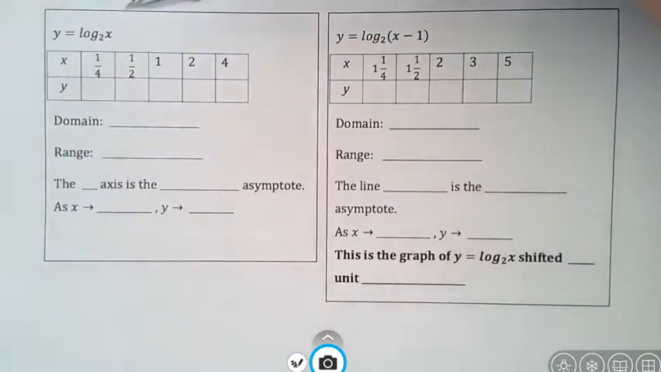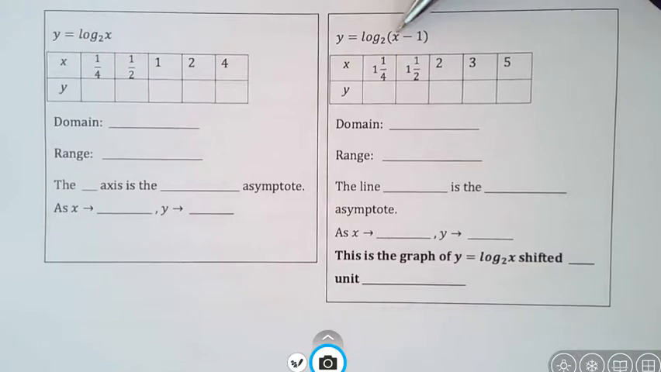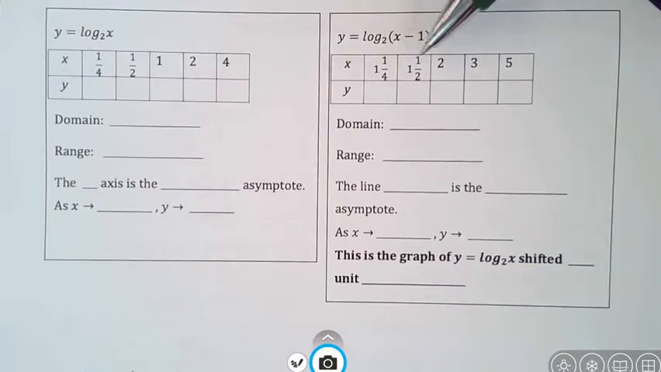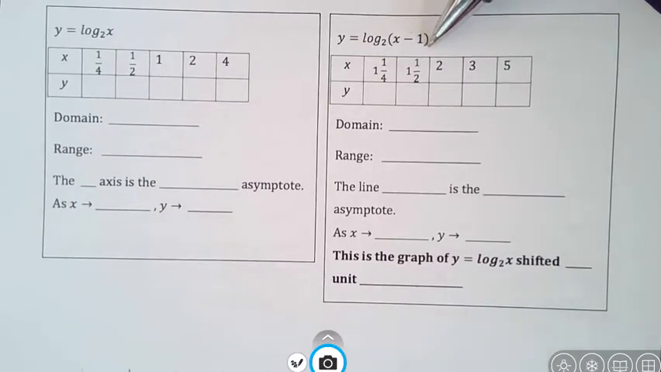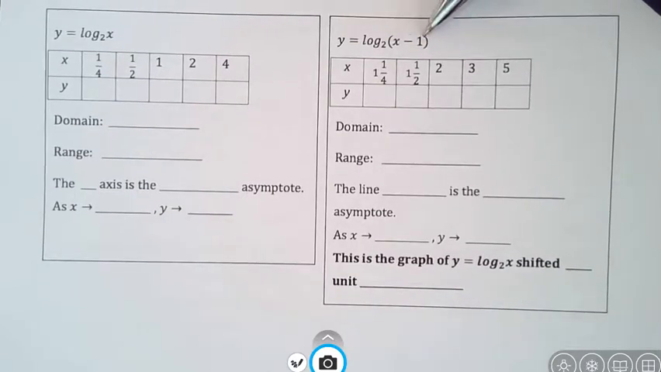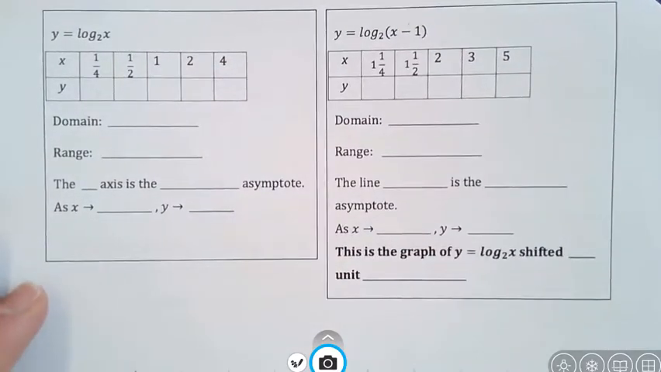Looking at these two functions here, see how I've shifted within the bracket? Is this a sideways shift or an up and down shift? Sideways, and then we always shift the opposite of the sign, you know how it's x minus 1? Which way is this graph shifted, to the left or the right? Yeah, it's shifted 1 unit to the right. But let's just do our table of values anyway.